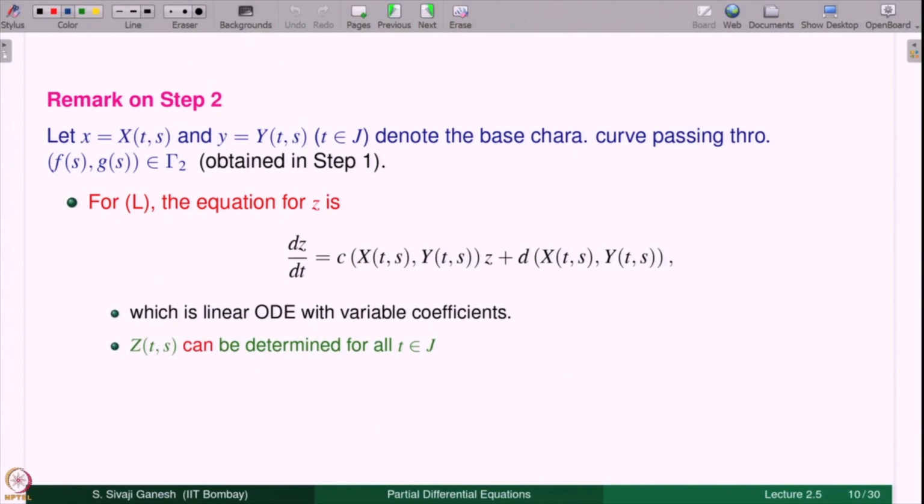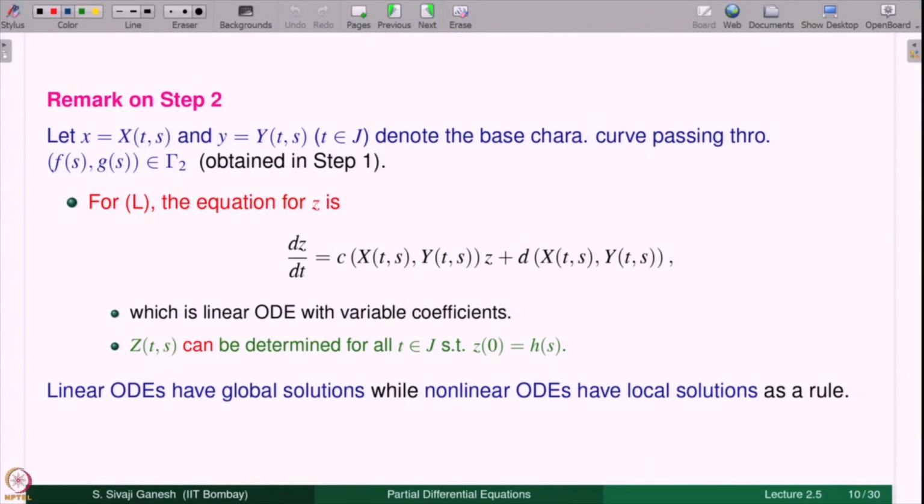Now, z(t,s) can be determined for all t in J. What is J? J is the interval on which you have solved x(t,s) and y(t,s). You have to remember that these equations for base characteristics were solved so that the initial condition was (f(s), g(s)). Therefore, this interval J actually depends on s. I do not want to confuse you at this moment, therefore I am not writing that dependence, otherwise we would have to write t belongs to J_s. We will see this in a forthcoming lecture, I will highlight that point. So, z(t,s) can be determined for all t in J such that z(0,s) is h(s).